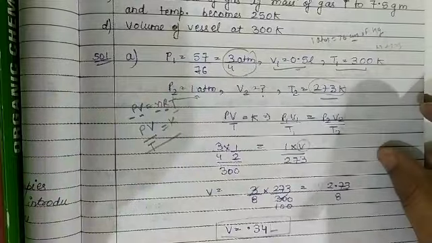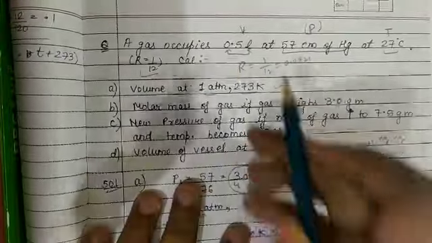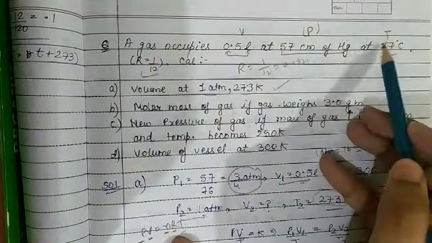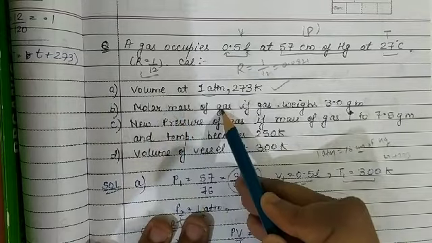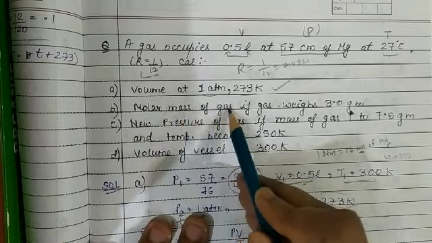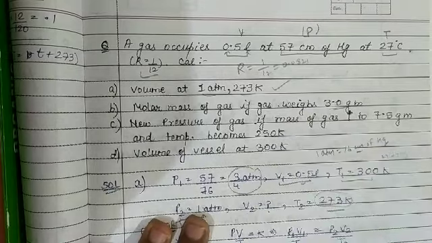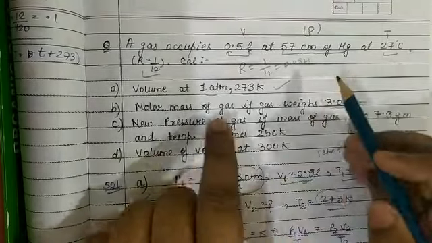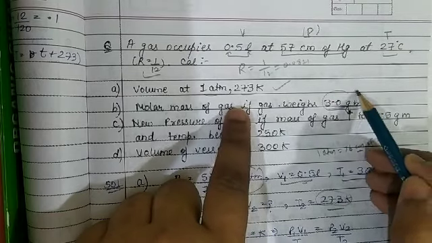See the next part. The next part is: same gas, same volume, pressure, temperature. We have to find now the molecular mass of gas. We have to find the molecular mass of gas if the gas weighs 3 gram. So now we have to find the molecular mass of gas and the mass of gas is 3 gram.